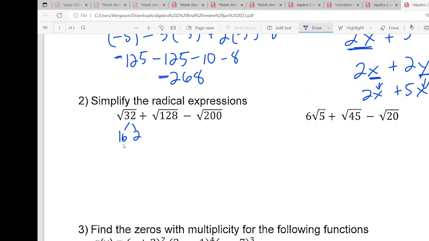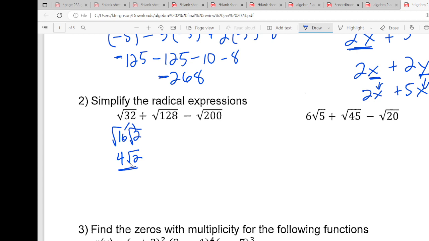16 is a perfect square. So I break it down into these two numbers that multiply to give me that number, and then I take the square root of them. The square root of 16 is 4. The square root of 2 I can't really simplify, so the square root of 32 simplifies to 4 times the square root of 2. So now that I simplified that, in order for me to add or subtract, these two things need to have the square root of 2 with them, or I can't combine.